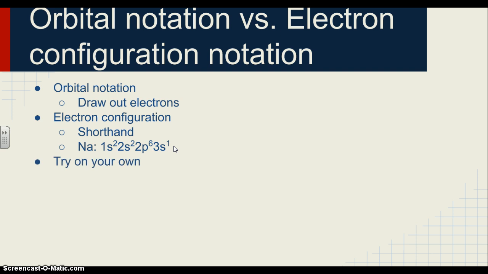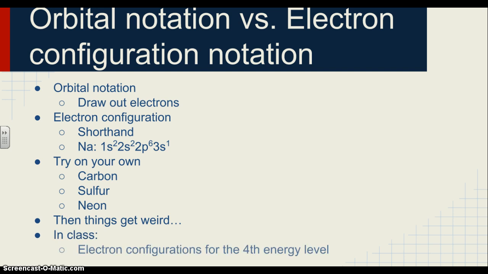I want you to try a few on your own, okay? And you can check these in your book, actually. On pages 116 to 120, they've got all of these electron configuration notations. I want you to try carbon, sulfur, and neon on your own. Then things are going to get weird as we move down into the 4th energy level because things start to overlap. In class, we'll do those, and we're also going to talk about a shorter way of writing some of these called a noble gas configuration.